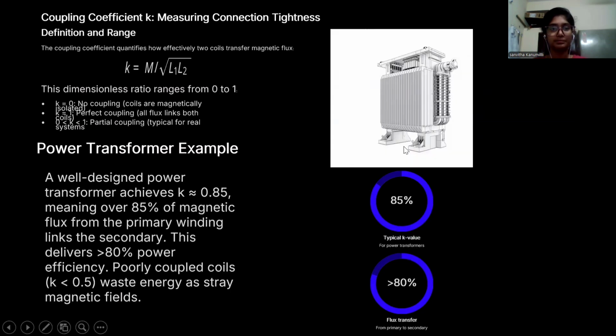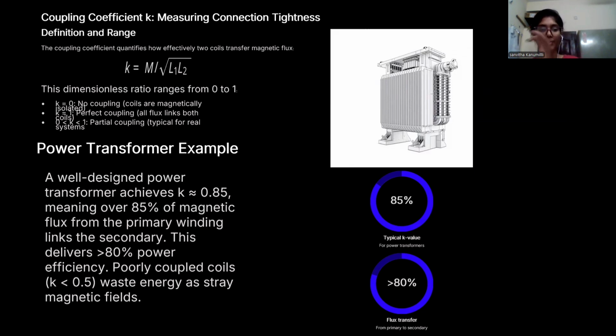Moving on. The coupling coefficient, K, measuring connection tightness. Definition and range: the coupling coefficient quantifies how effectively two coils transfer magnetic flux. K is equal to M by root over L1 L2. This dimensionless ratio ranges from 0 to 1. K equal to 0 means no coupling, the coils are magnetically isolated. K equal to 1 is perfect coupling, all flux links both coils, and 0 less than K less than 1 is partial coupling, typical for real systems.